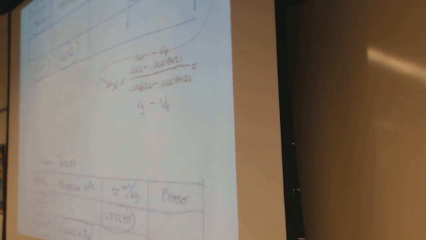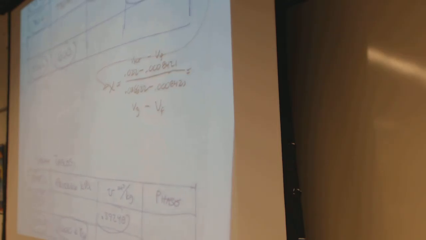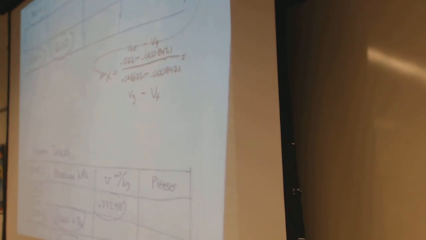This is my actual specific volume minus the specific volume of the liquid, over the specific volume of the vapor minus the specific volume of the liquid. And you come up with what proportion of it has turned into vapor, the mass of vapor. Because if it had gone all the way to the full value, it would be 100% vapor.